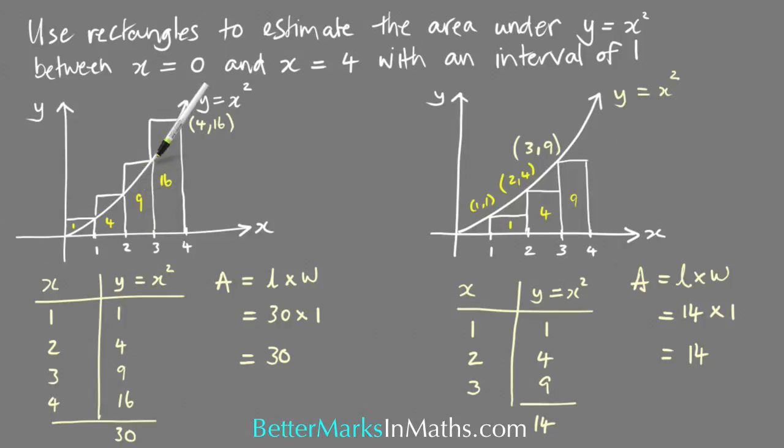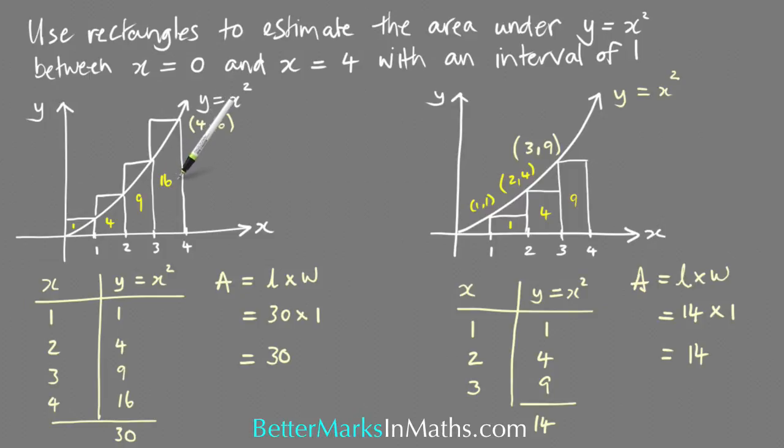So the height of this one was 9. 9 times 1 is 9. This one was 2 squared, which is 4 for the y coordinate. So the height was 4. 4 times 1 is 4. And the last one, 1 times 1. And then you just add up those 4 numbers and you get 30 for the total area of those rectangles, which is an estimate for the area under the curve between x is 0 and x is 4.